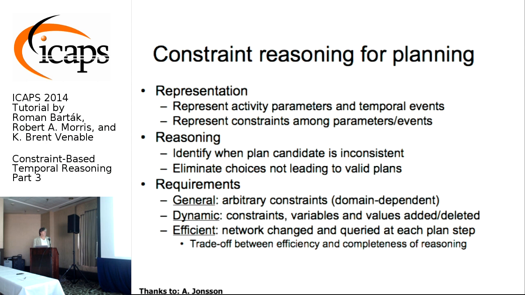Some of the requirements for constraint-based planning are general requirements. The constraints are not just temporal; they're arbitrary kinds of constraints, depending on the domain of application. Again, it requires the network to be dynamic. Constraints and variables and values are added or deleted, and there's an efficiency requirement. It's a large problem, and the reasoning has to be efficient. The network is in continuous change and must be queried at every plan step. So there are obvious trade-offs, as in every hard problem, between efficiency and the completeness of the reasoning that you're doing.